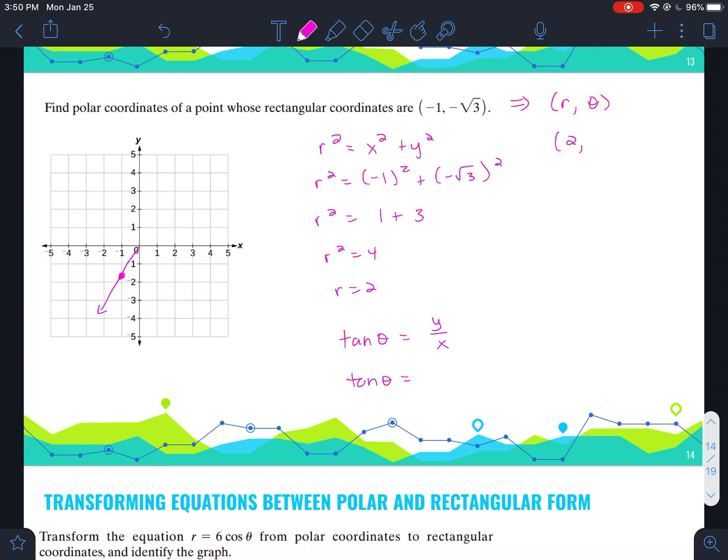And so tangent theta is going to equal the y coordinate over the x coordinate. So it's going to equal negative square root 3 over negative 1, or square root 3. And where does tangent equal square root 3? Well, at pi over 3. So I need the pi over 3 that would be down in that quadrant. And notice it's positive. So this would be 3 pi over 3. So I need 4 pi over 3. So this would be at 2 and 4 pi over 3. And those would be the polar coordinates that would match the rectangular coordinates negative 1, negative square root 3.